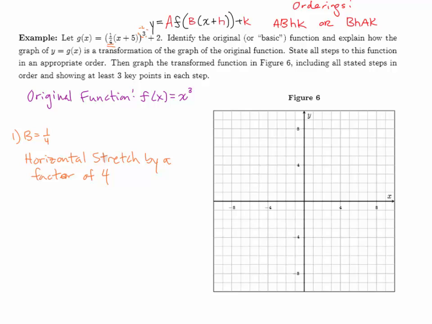And then after that, we see that we have added 5 to x, and so the value of h here is going to be 5, and that will cause this to shift left 5 units. And again, we know that that's a horizontal shift because we're adding to x. The last step we'll see is that we have plus 2 on the end there, and that 2 is being added to that main cubed part of the function. So we know that that's our value of k. So k is 2, and so we will shift up 2 units.